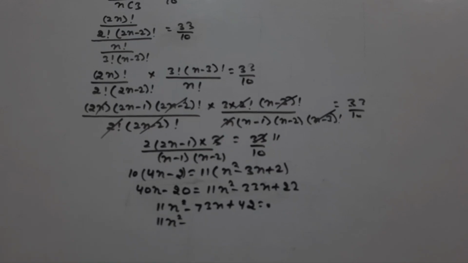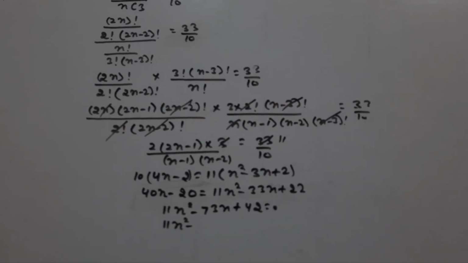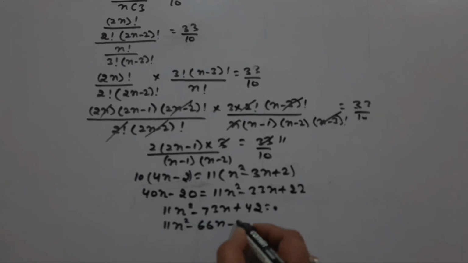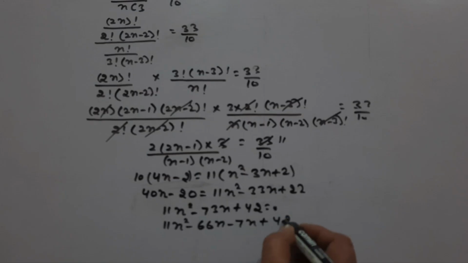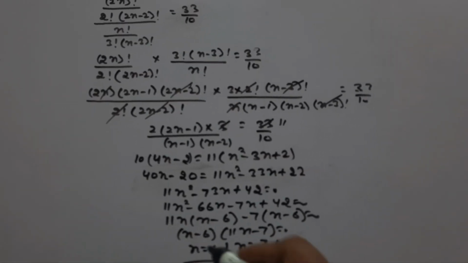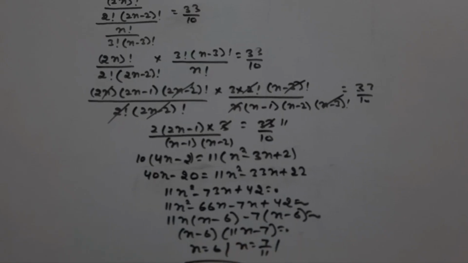Now making factors. The factors will be 11n square minus 66n minus 7n plus 42 equal to 0. Now taking common 11n, we get 11n (n minus 6) minus 7 (n minus 6) equal to 0. So we get (n minus 6)(11n minus 7) equal to 0. So we get n equal to 6 and n equal to 7 by 11. So students, the answer is n equal to 6, rejecting n equal to 7 by 11. So this is the solution of this question, students.